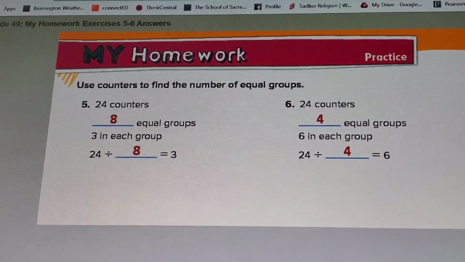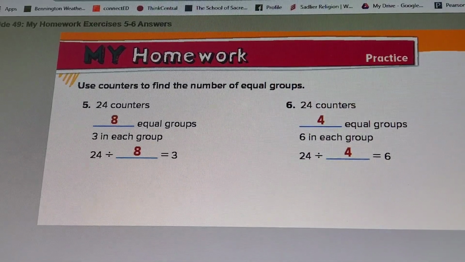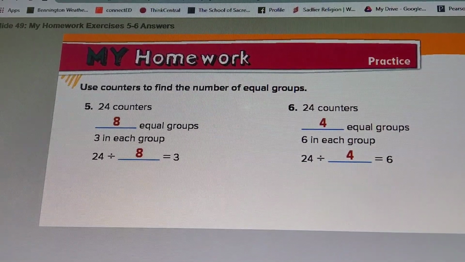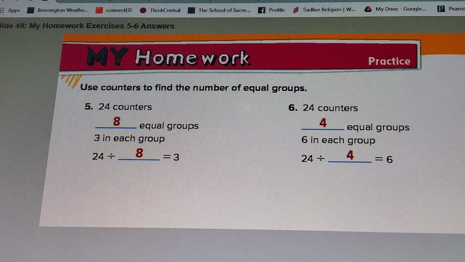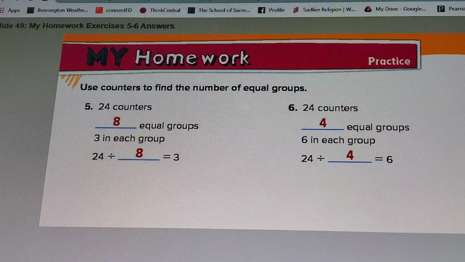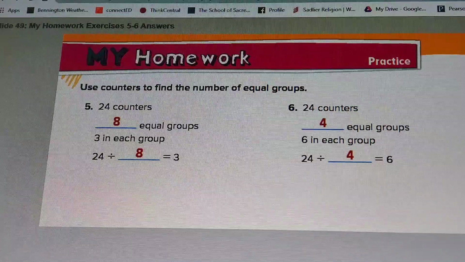So 24 divided by 8 equals 3. So you have 8 equal groups of 3. On number 6, 24 divided by 4 equals 6. You have 4 equal groups.